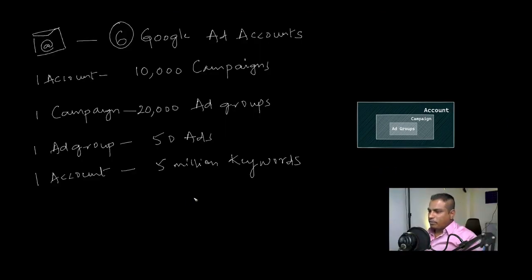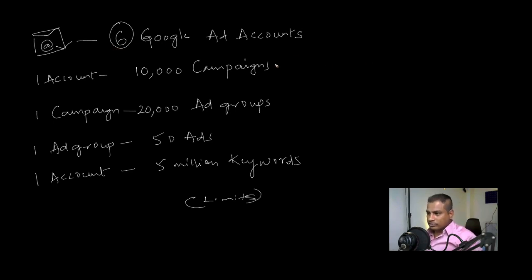Now, it is very important for us to look at the ad account limits. What ad account limits mean is that one email ID can house 6 Google Ads accounts, which we understood yesterday. Earlier, it was only one Google Ads account. Now, with one email ID, you can have about 6 Google Ads accounts.